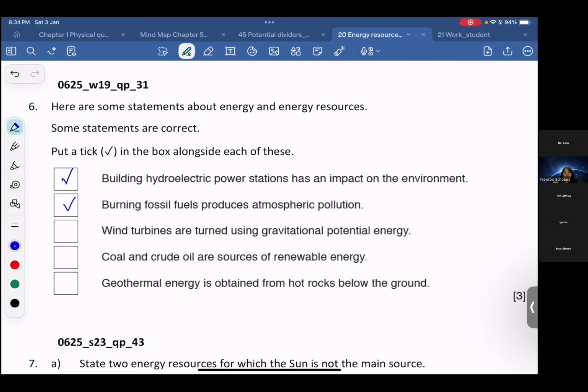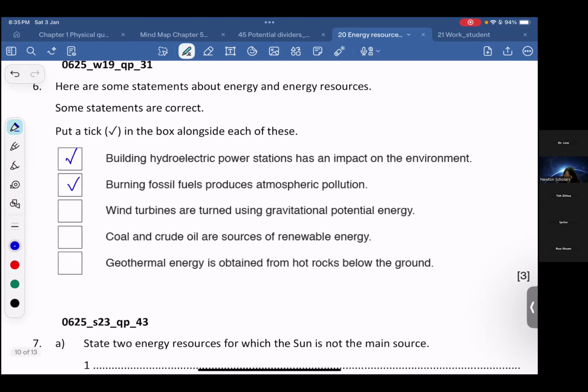Okay. We build it very high because we don't want any obstacles, so that at higher positions we will get more wind, but not because of the gravitational potential energy.